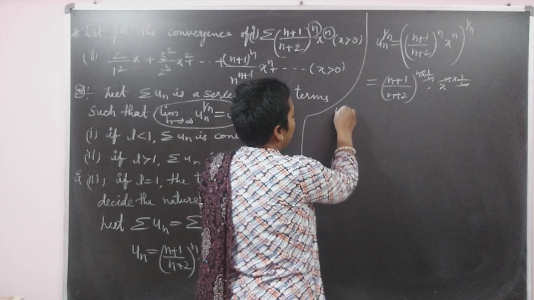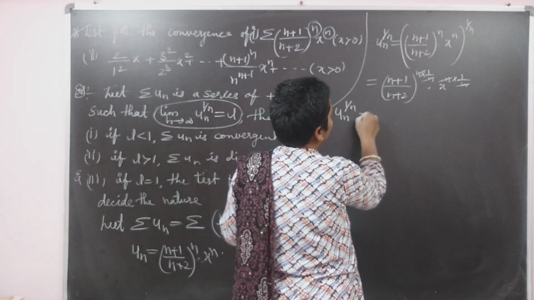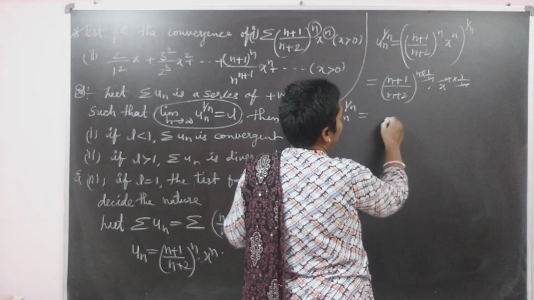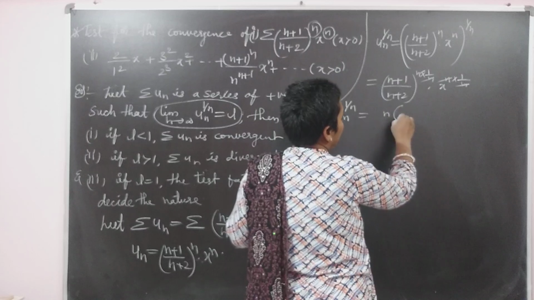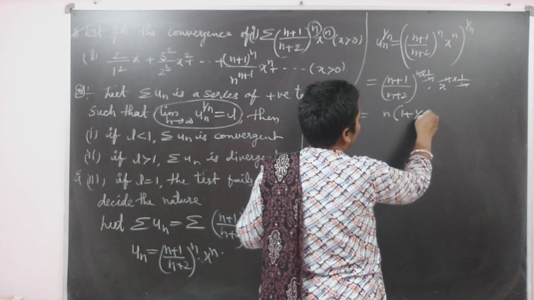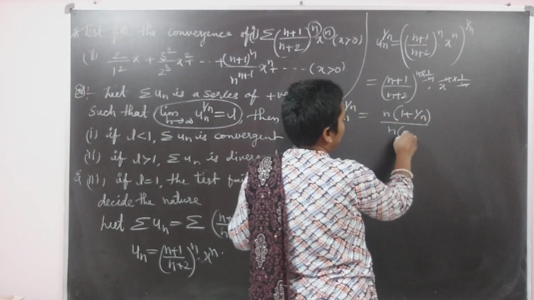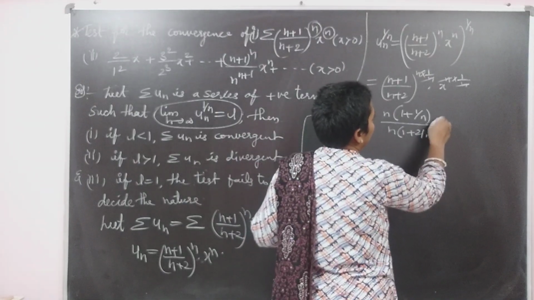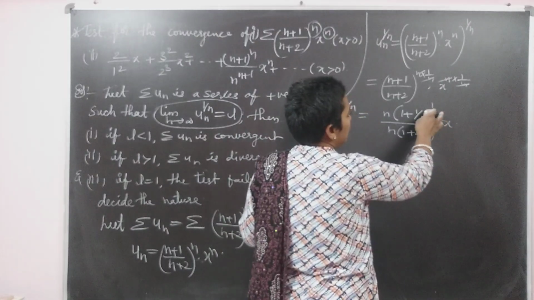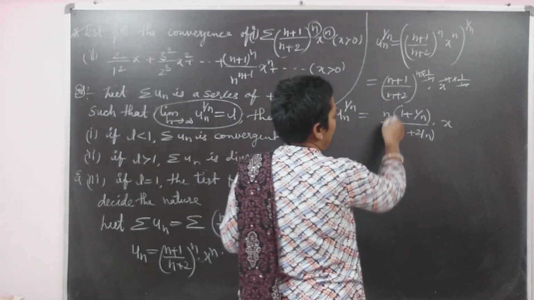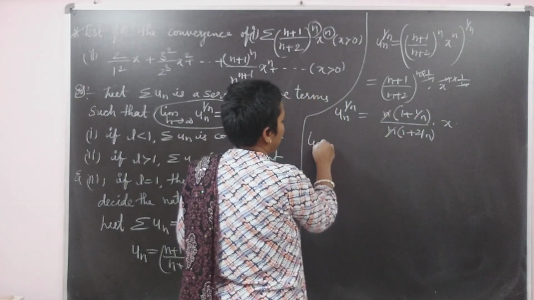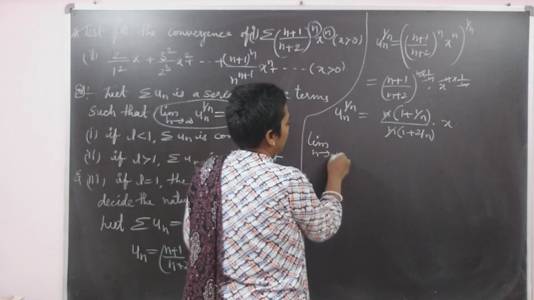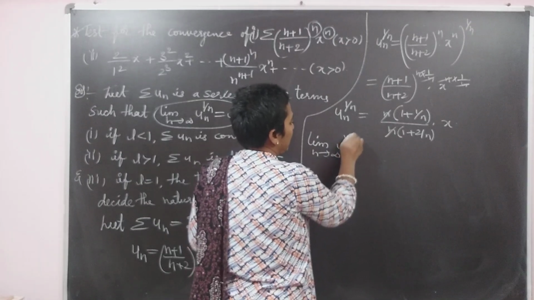So un power 1 by n equals 1 only. In the numerator, taking n common, that is 1 plus 1 by n. In the denominator also taking n common, 1 plus 2 by n, into x. This is power 1, n cancels. Next, take the limits n tends to infinity on both sides.